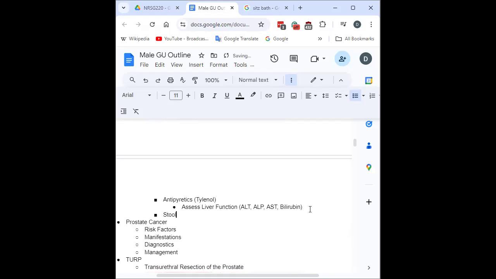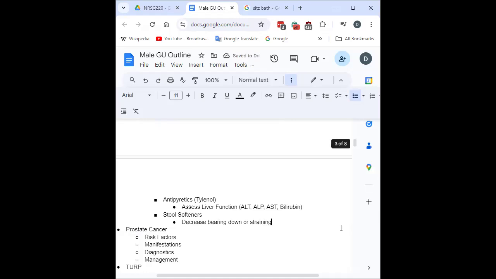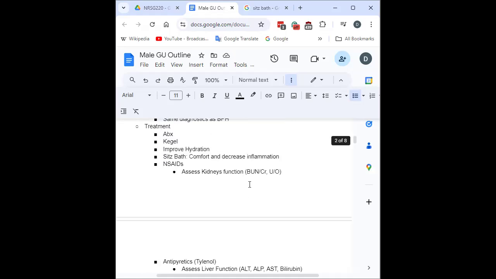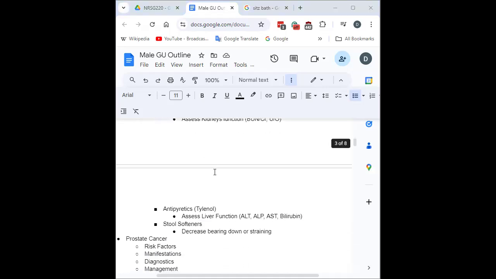And so it's stool softeners. Stool softeners are specifically mentioned in your guys' points. I want to make sure to prevent bearing down and straining. All right, and I do see, Jennifer, on your guys' PowerPoint it did specifically mention bed rest for prostatitis, probably just to decrease straining, if I had to guess.